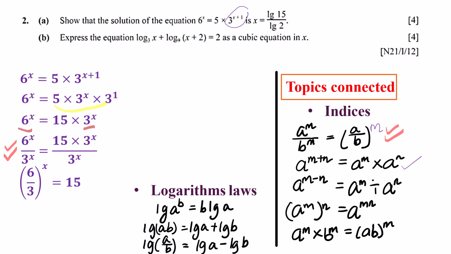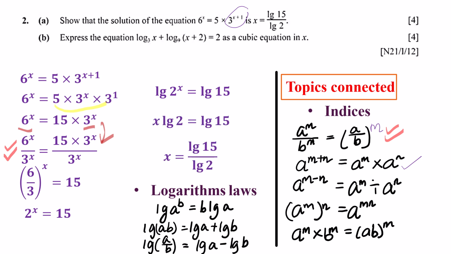From these steps to these steps, I actually divide by 3 to the power of x on both sides in order to combine my 6 to the power of x with 3 to the power of x. So I have 2 to the power of x equals 15, and then I bring common log to both sides. So this is another way of solving 2a using the rules of indices and also the logarithmic laws. Otherwise, you can use the first method I've shown you.